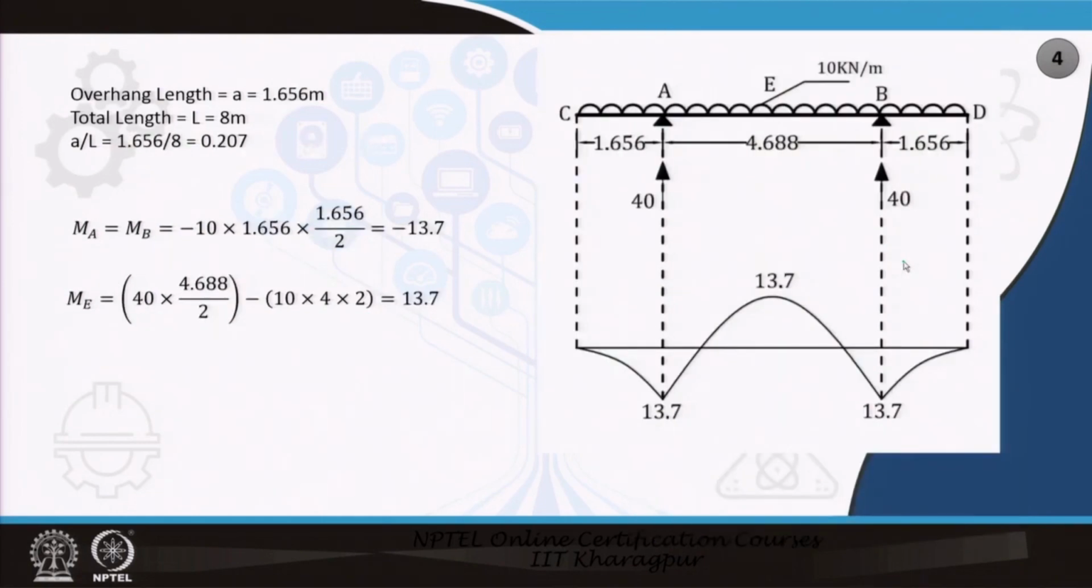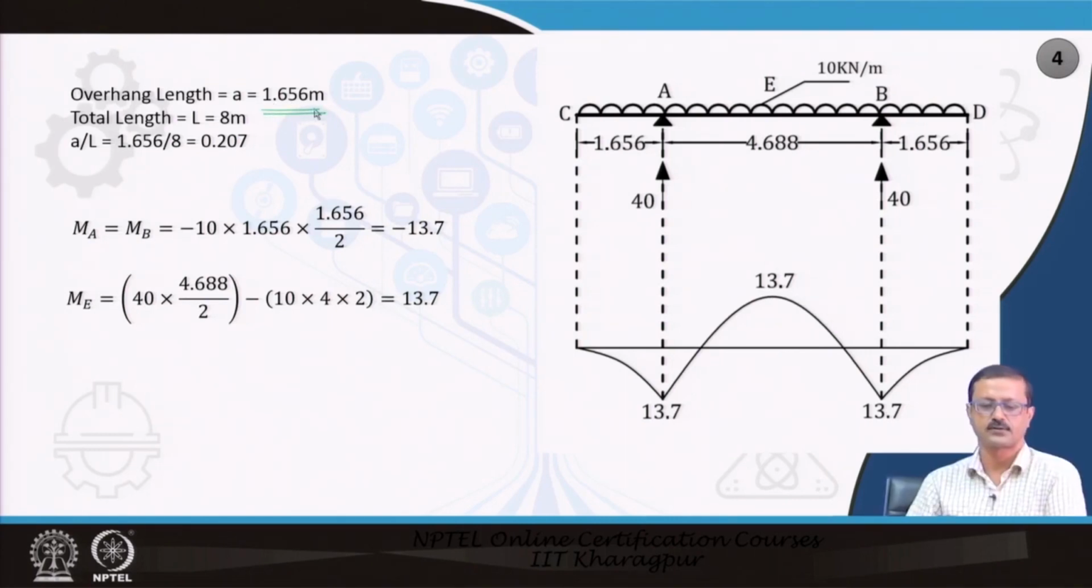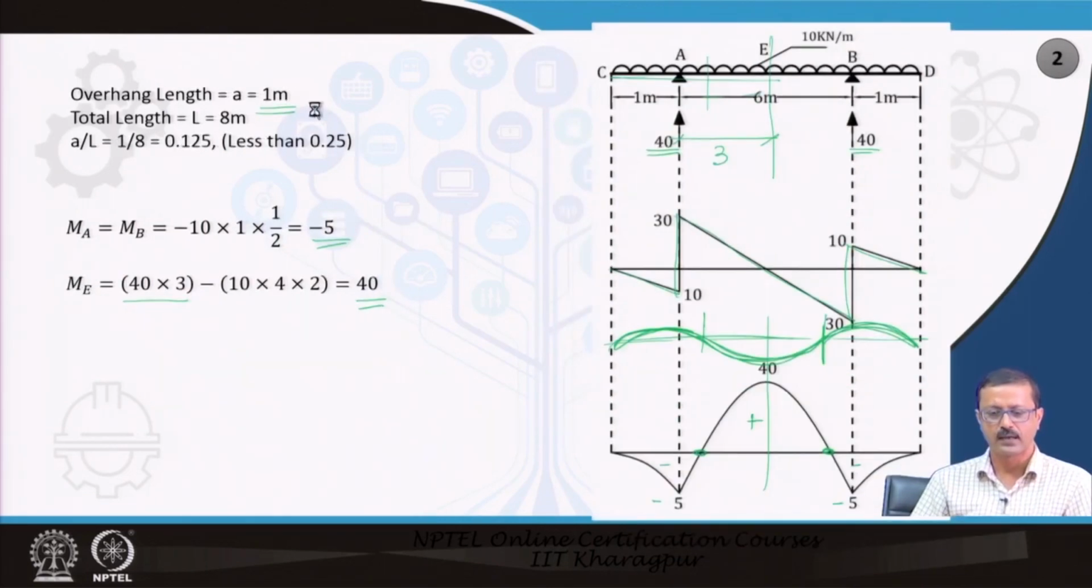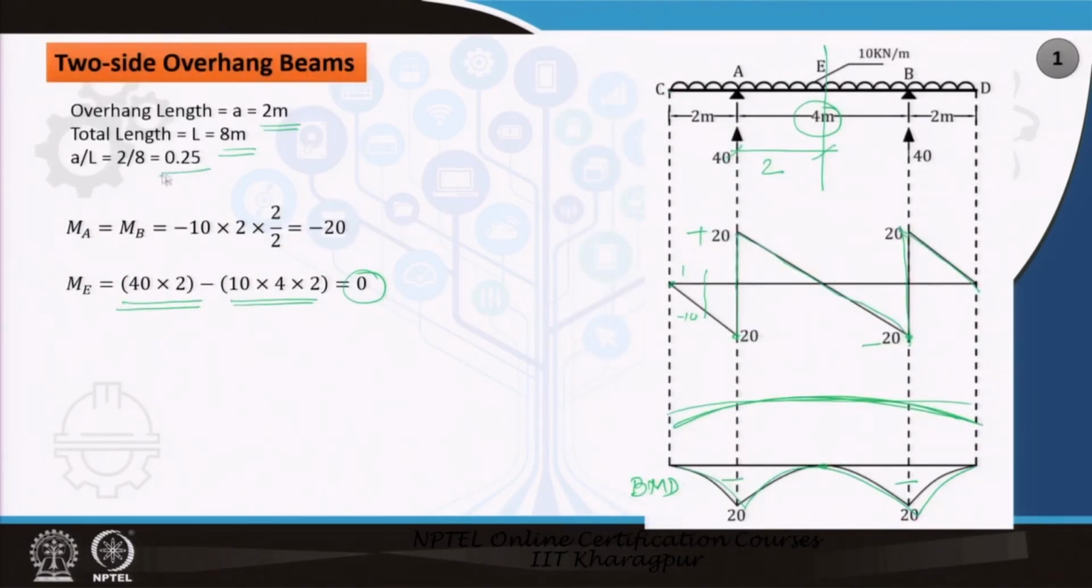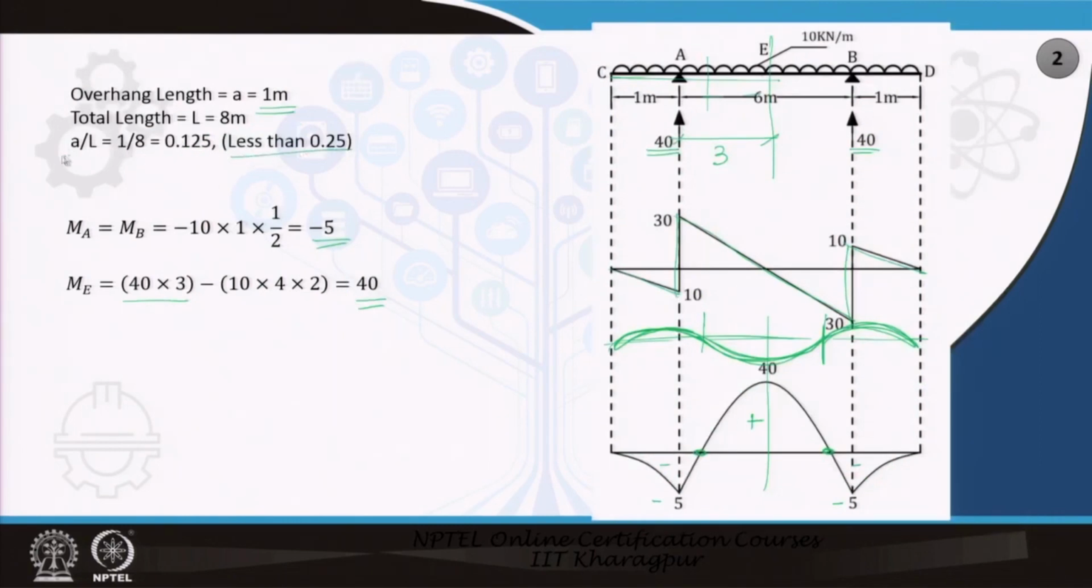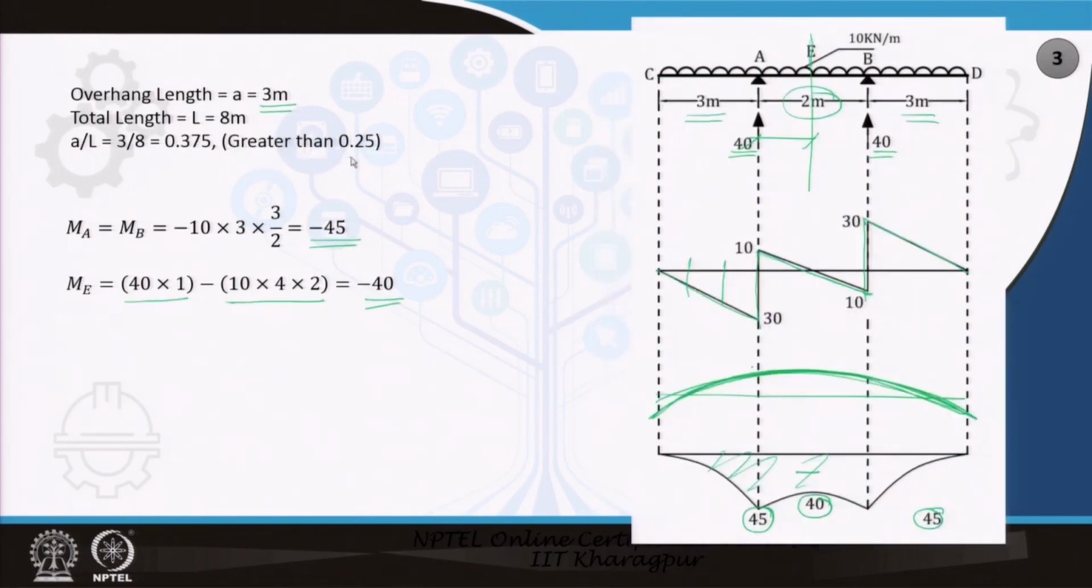Now, let us go to the fourth one. In the fourth one, I put A equal to a peculiar number, 1.656 meter. See, let me go back a bit. Here, if A equal to 0.25, then you will get 0 bending moment at the center. If this ratio A by L is less than 0.25, you will get a positive bending moment at the center. And if it is greater than 0.25, you will get a negative bending moment at the center.